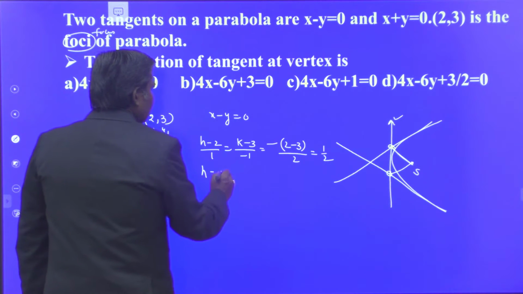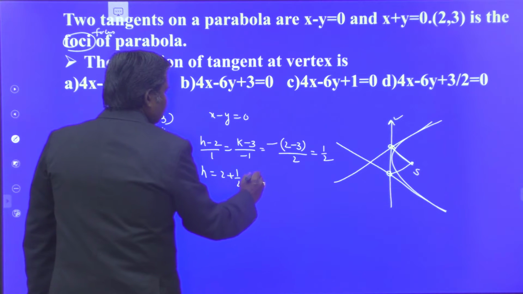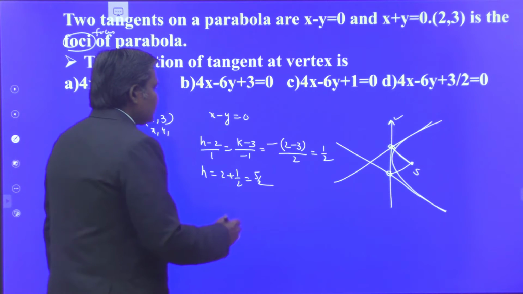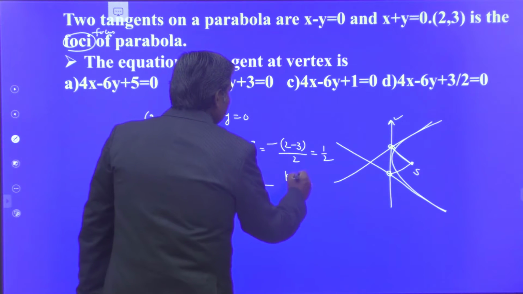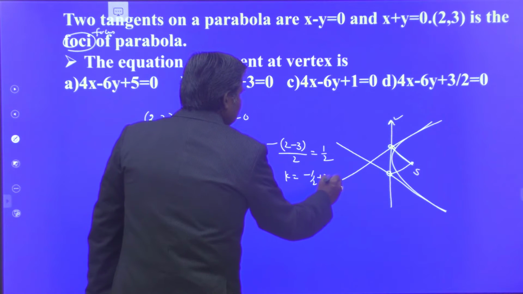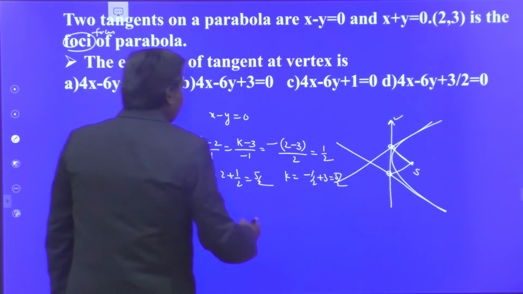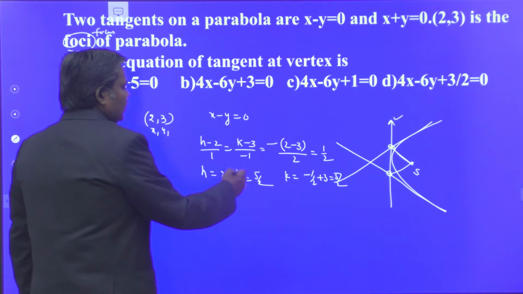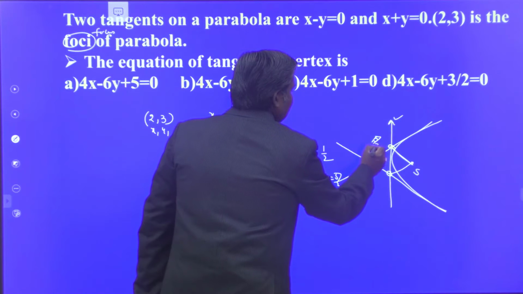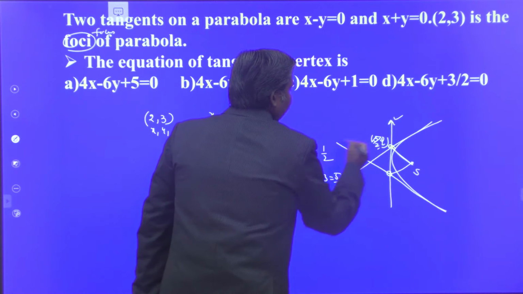So h is equal to 2 plus 1 by 2, that is 5 by 2. Next, k is equal to what? k equals minus 1 by 2 plus 3, that is 5 by 2. Therefore, the first foot of the perpendicular is 5 by 2, 5 by 2.